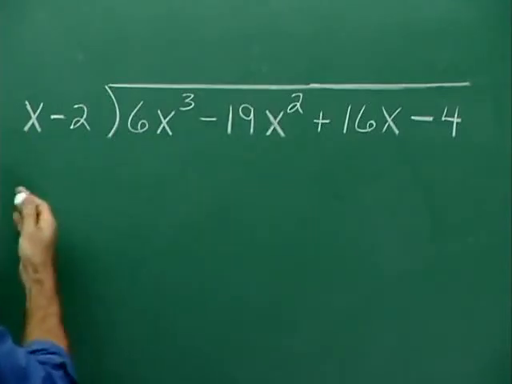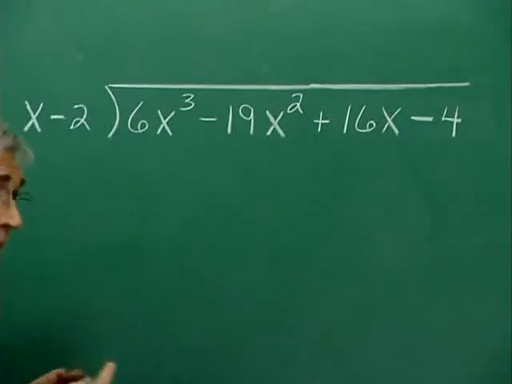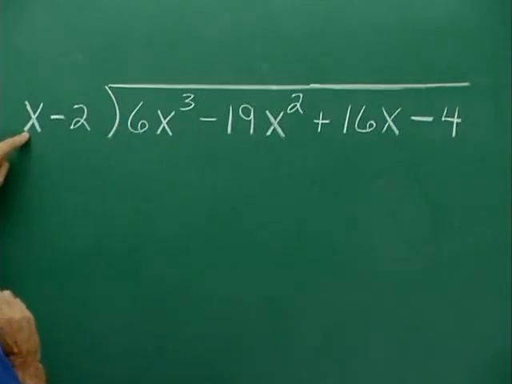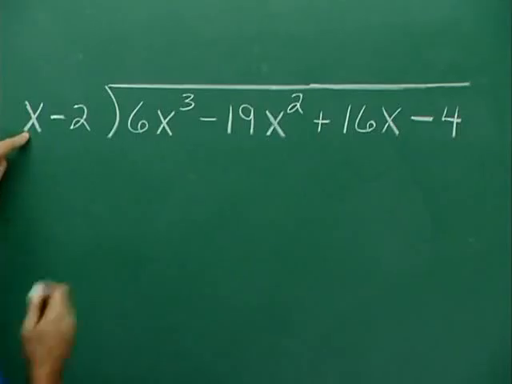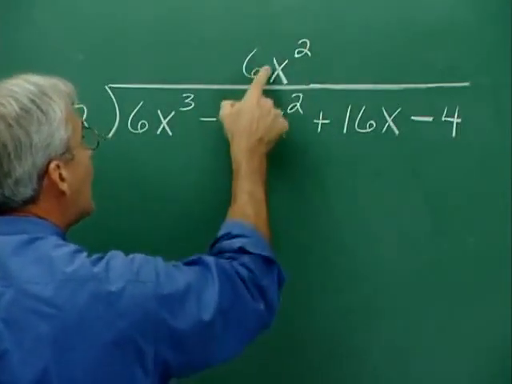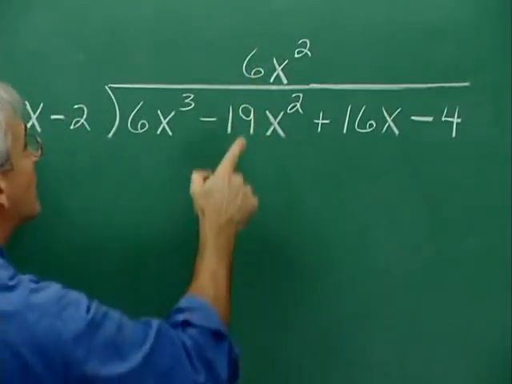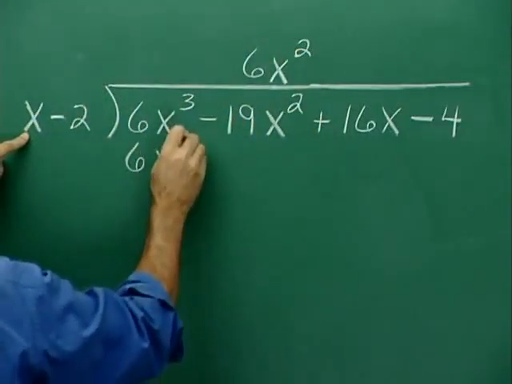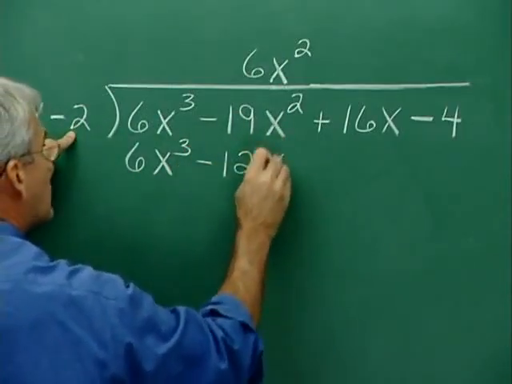I can write 6x cubed over x and see the cancellation and see how many times it goes. Or I can just imagine what times x is 6x cubed. Well, it would be 6x squared times x to give 6x cubed. Notice I'm putting the 6x squared above a term of the same degree. So I want to line up terms of the same degree here in columns. All right, 6x squared times x is 6x cubed. And then 6x squared times minus 2 is minus 12x squared.